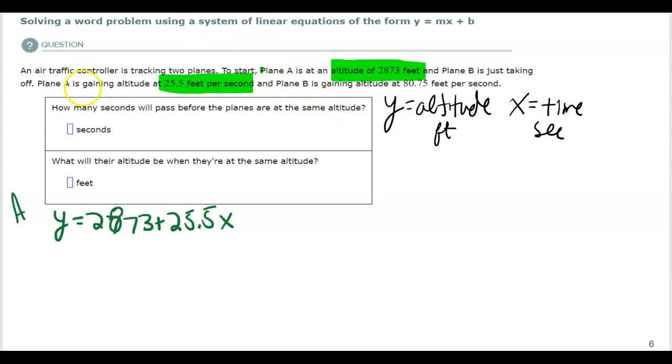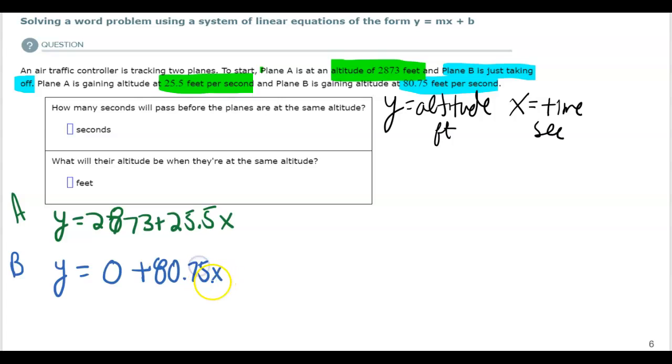Plane B is just taking off, but it increases by that. So we write an equation for that. Plane B is at y equals, it's starting at 0, but then it's gaining 80 feet per second.